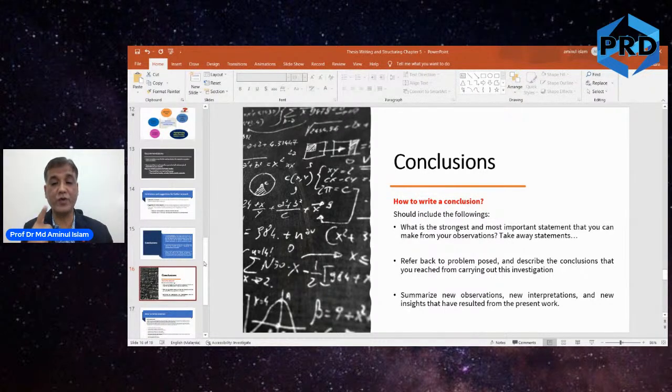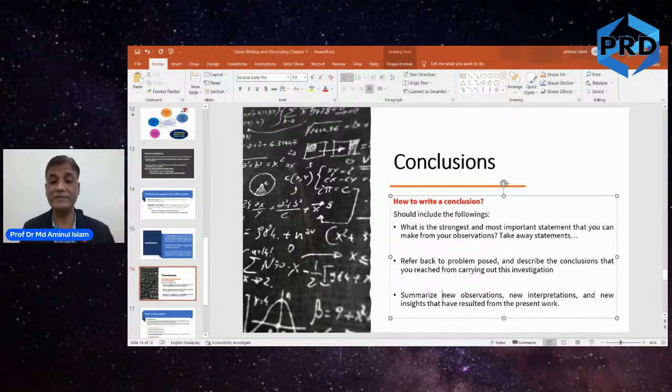Refer back to the problem posed and describe the conclusion that you reach from carrying out the investigation. I think it's understood. Summarize new observations, new interpretations, and new insights. These three are very important. So you are summarizing new observations, new interpretations, and new insights that have resulted from your work. That concludes your research.